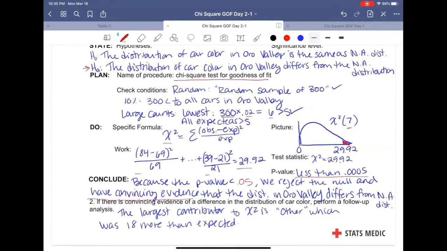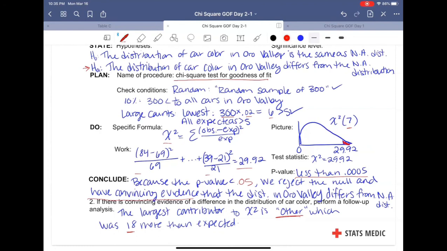And then next, because it was statistically significant, we want to provide a follow-up analysis. And so I'm looking here for which is the largest contributor to chi-squared, which was the other category. So I want to list that and then also say why it was different than expected. So for the other category, there were 18 more cars than we expected there to be.